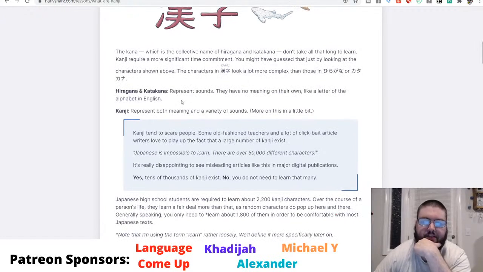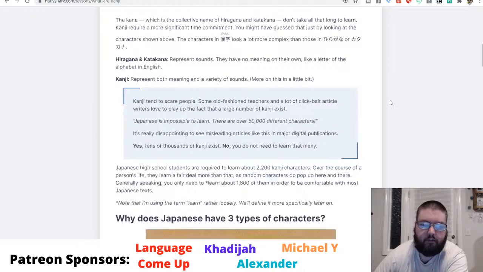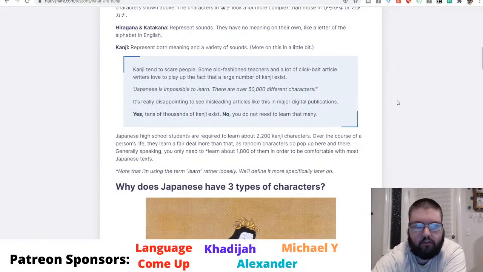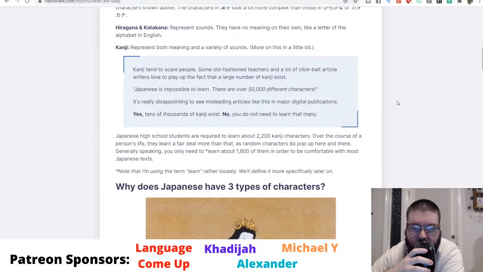Hiragana and katakana represent sounds. They have no meaning on their own, like the letters of the alphabet in English. Kanji represents both meanings and a variety of sounds. Oh, yes. Kanji tend to scare people. Some old-fashioned teachers and a lot of clickbait article writers love to play up the fact that a large number of kanji exists.